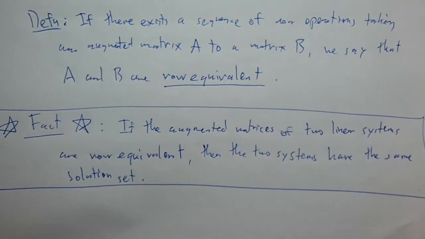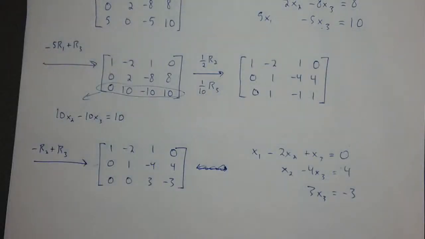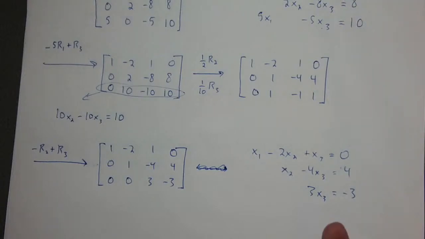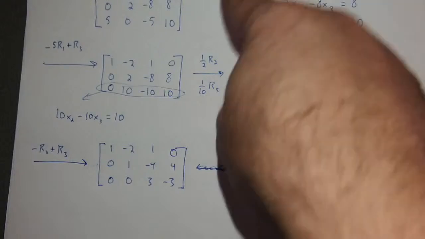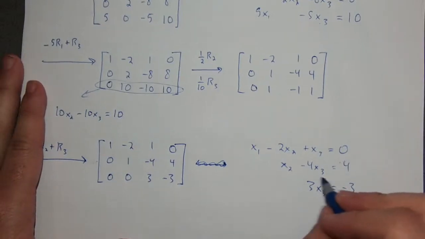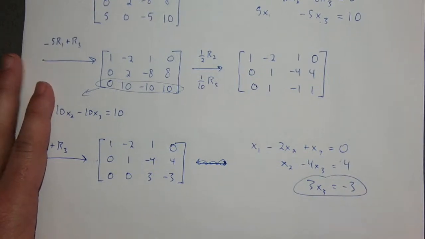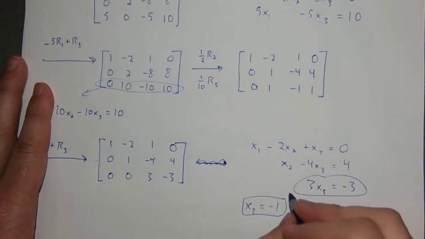If the augmented matrices of two linear systems are row equivalent, then the two systems have the same solution set. So the linear system that I wanted to solve has the same solution set as this new system that I found. But this is easier because this last equation is really, really simple. This last equation, 3x sub 3 is equal to minus 3, tells me that x sub 3 is equal to minus 1. I get that immediately.